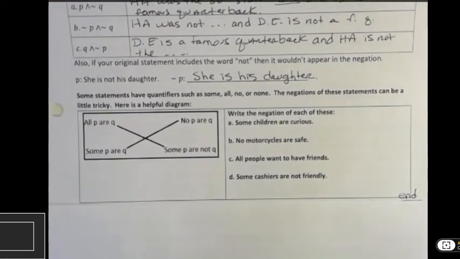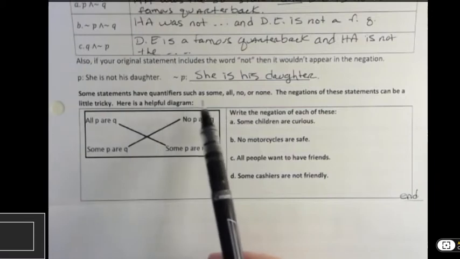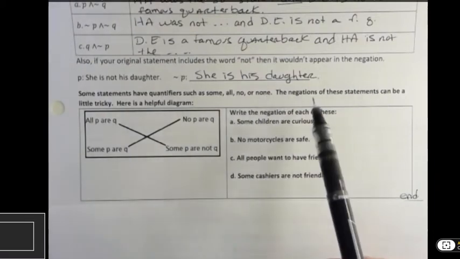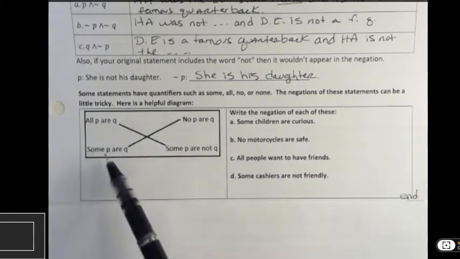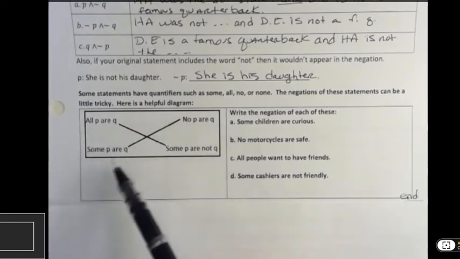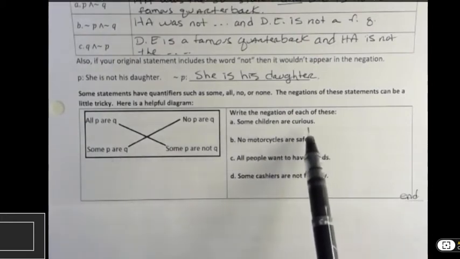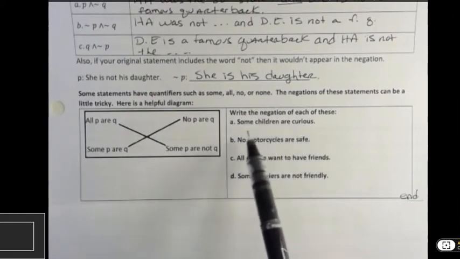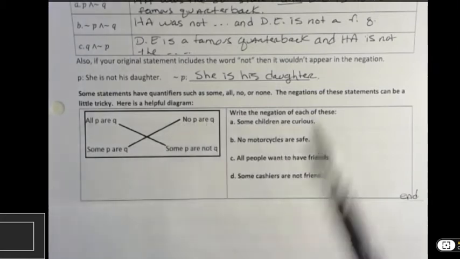But I do want to talk about this a little bit, too. Sometimes if you want to negate something, it's a little confusing. Some statements have quantifiers, such as some, all, no, or none. The negations of these statements can be a little tricky, and here's a diagram that helps you. If we say some P are Q, then we negate that with none of them are. We're saying some are, that also implies that some aren't. So we can't say some children are curious and then negate that by saying some children are not curious. Because by saying some are, that obviously is saying some aren't, right? So we can't negate that unless we say no. No children are curious.